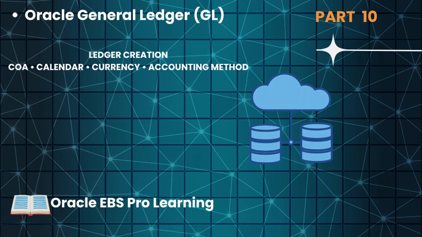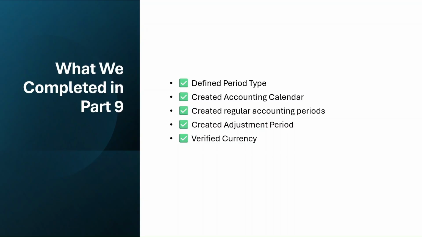Welcome to part 10 of the Oracle EBS beginner training series. We defined our period type and created the accounting calendar. Our calendar contains the regular accounting periods and an adjustment period for year-end adjustments. We also verified that the required currency is available. Now these components are ready to be used in our ledger setup. We are ready for the next important step in our general ledger configuration: creating the ledger.